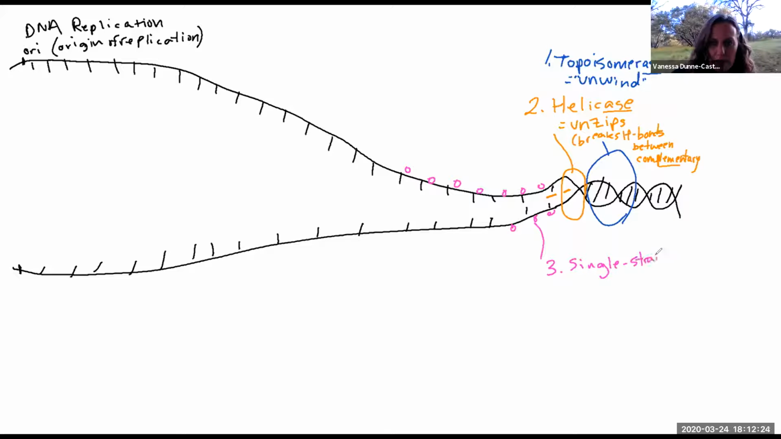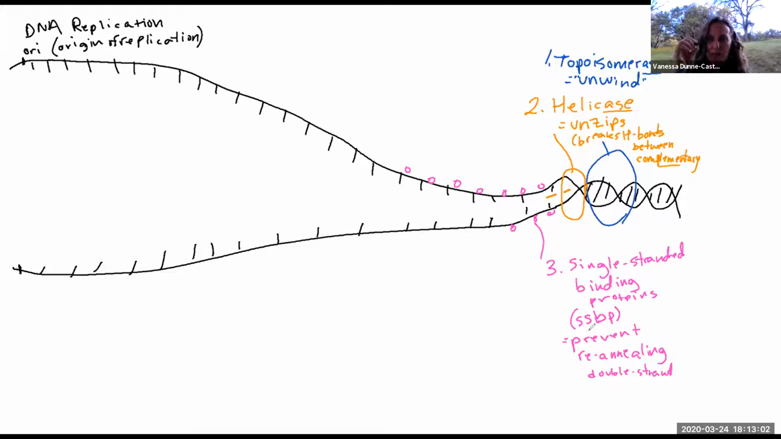Single-stranded binding proteins, or you can call them SSBP or SSBPs, single-stranded binding proteins. Their job is to prevent re-annealing of the double strand. Okay, so they essentially just keep those two strands open to prevent them from closing back up again.